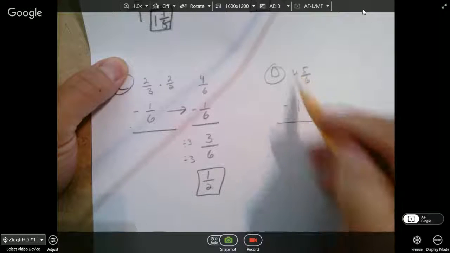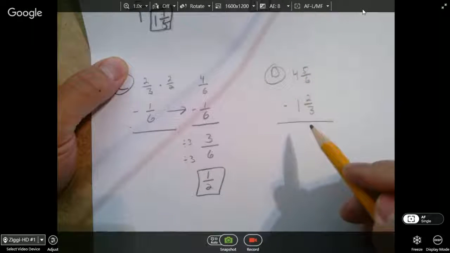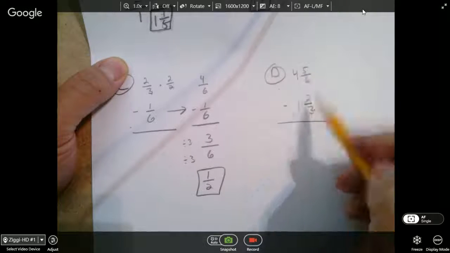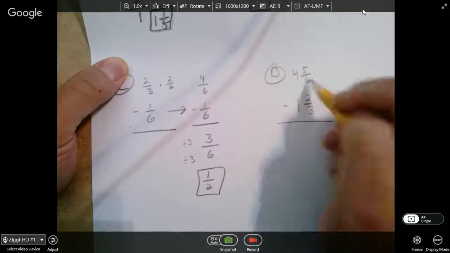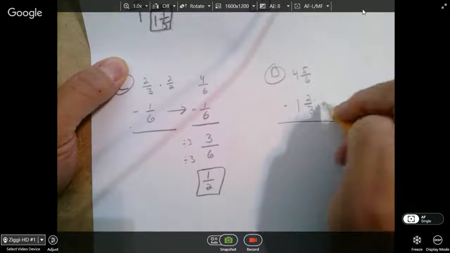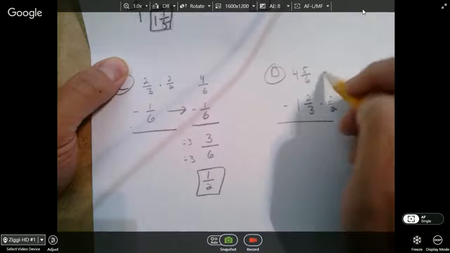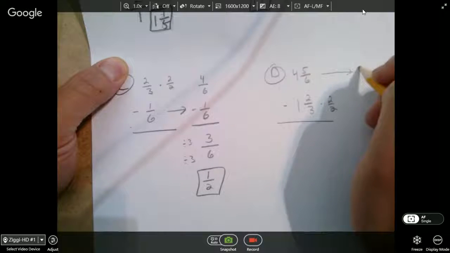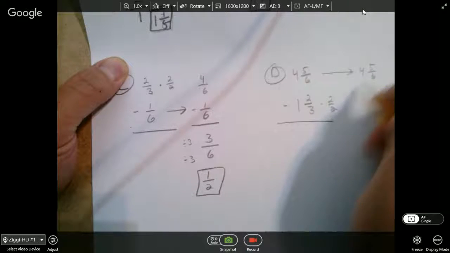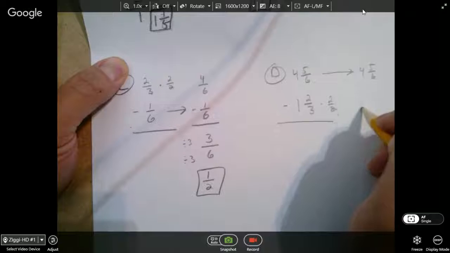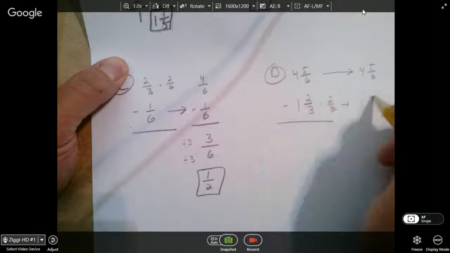And then the last one, again, a mixed number. So let's ignore those whole numbers and let's deal with the fractions. 3 times what gives me 6? 3 times 2 gives me 6. So I'm going to multiply here by 2 over 2. The top I will keep the same, 4 and 5 over 6. Okay, the 1 here I will just carry over. 2 times 2 is 4. 3 times 2 is 6.